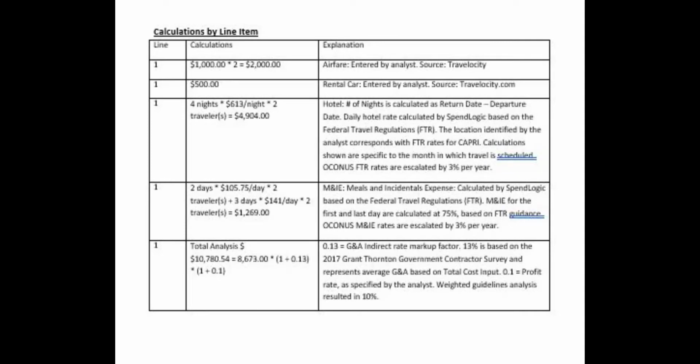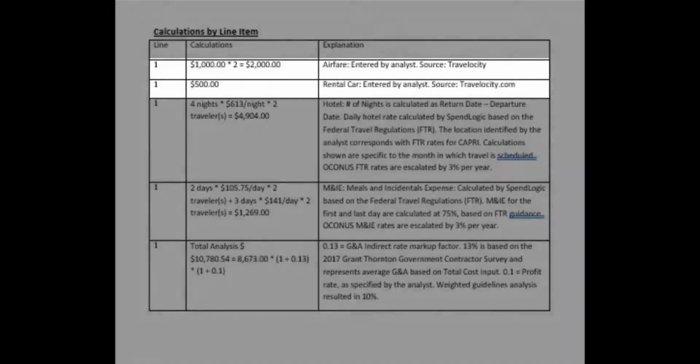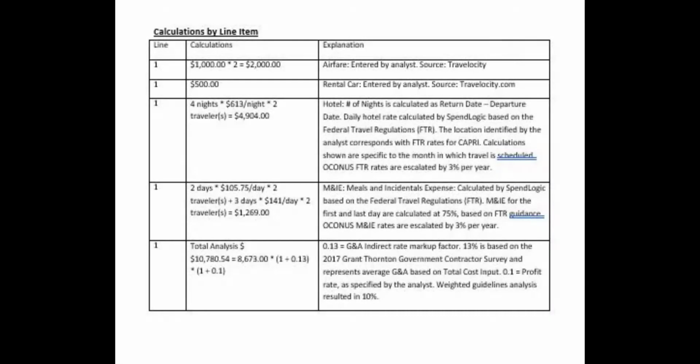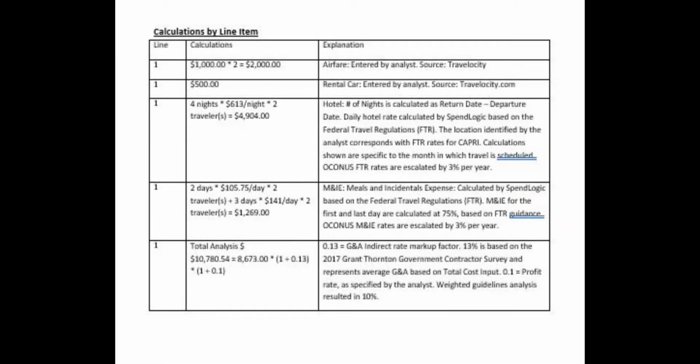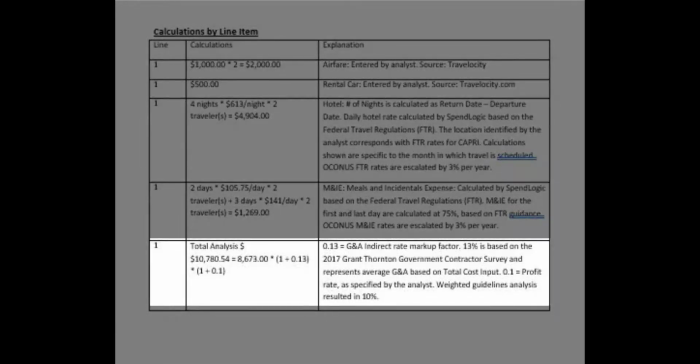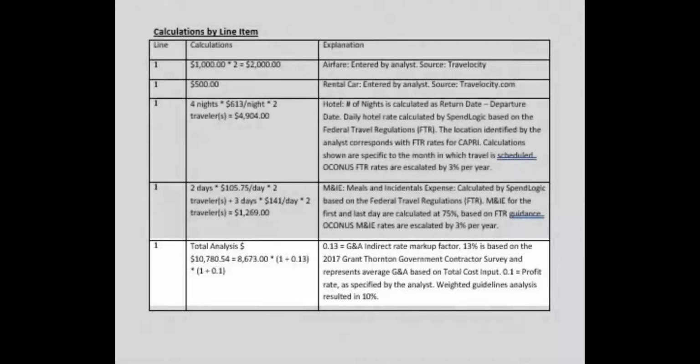So now what SpendLogic does is it breaks down each of those cost elements and provides the details of how those were calculated. For airfare and rental car, it's pretty straightforward. It's what we typed into the system. As we go into hotel and M&IE, you can see that there's additional information. We didn't type any of this in. This is explained by the system, and it talks about where the data came from and how it correlates to the federal travel regulations. And then finally, we get down to the profit and G&A analysis. You can see that the documentation for the industry average of 13% has already been included for us there. Last but not least, we get to our conclusion and a simple signature line.